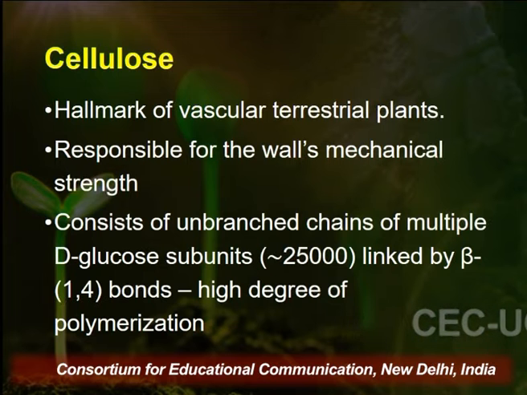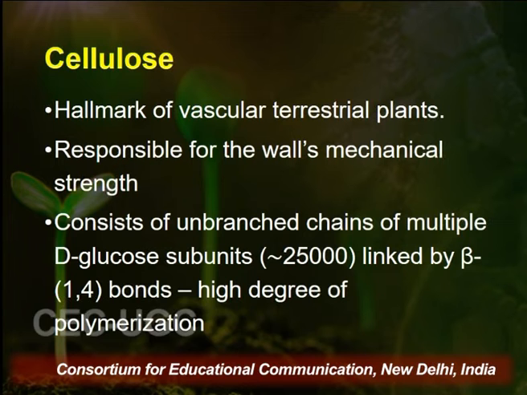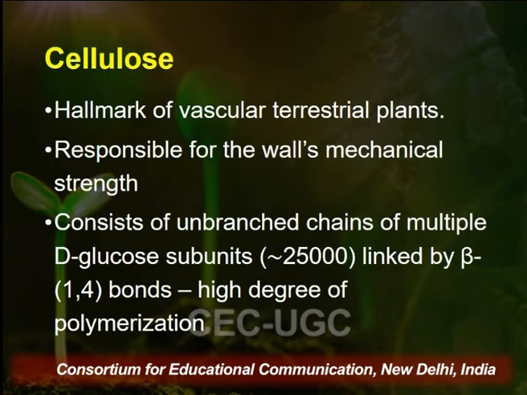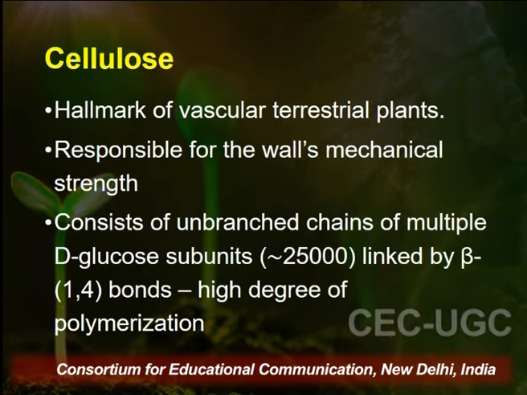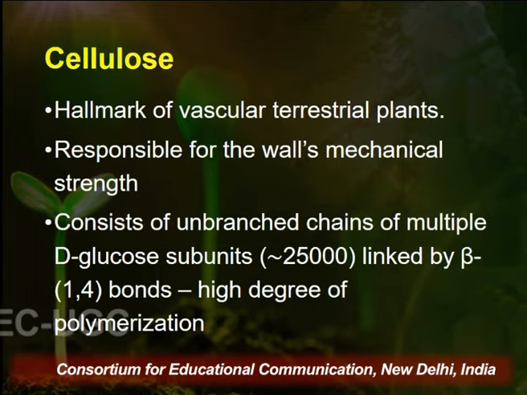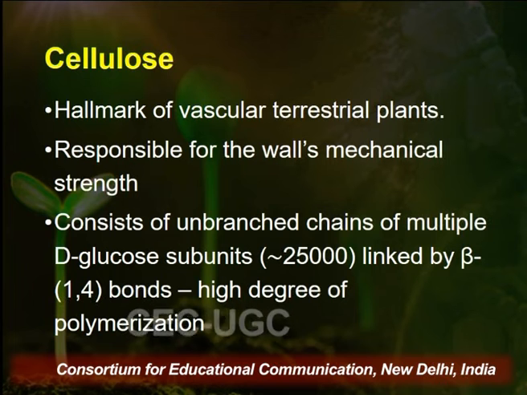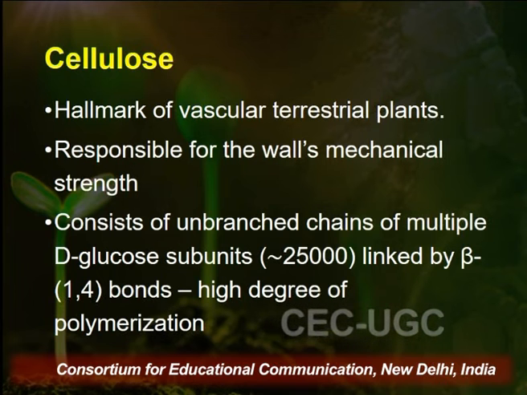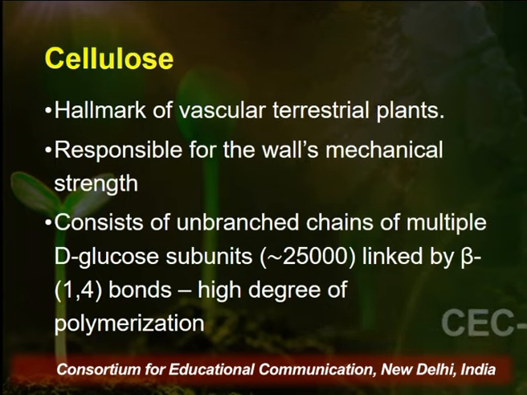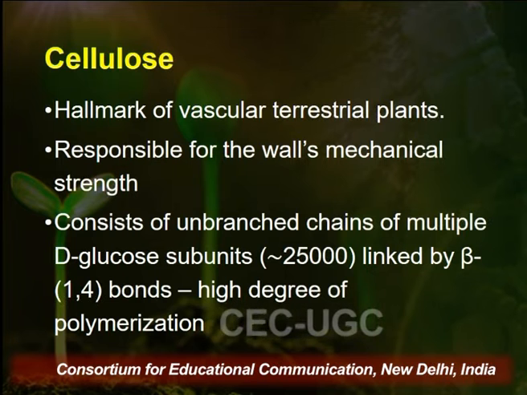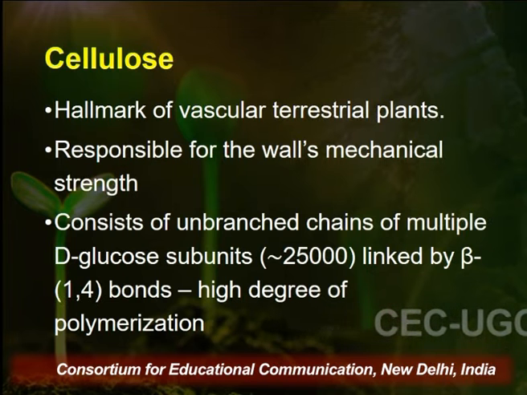So, cellulose is a homopolysaccharide which is made up of multiple glucose subunits, and these glucose subunits can range from 25,000 to 1 lakh units that are attached with beta 1,4 bonds to give rise to long glucose chains, which we also call glucan chains. And such an arrangement leads to a high degree of polymerization of the cellulose molecules.